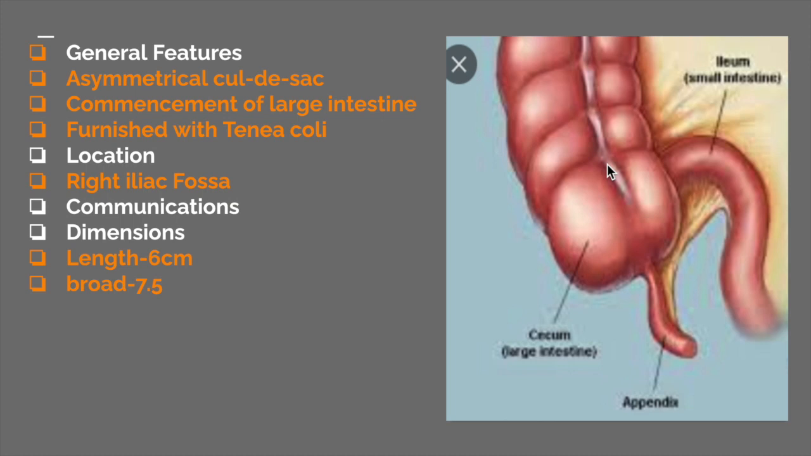These taenia are nothing but thickenings of the outer longitudinal layer which is seen in the muscularis externa. So the Caecum is also furnished with the taenia coli. These taenia coli extend up to the Caecum. This is the Caecum. And now we'll see the location of the Caecum.